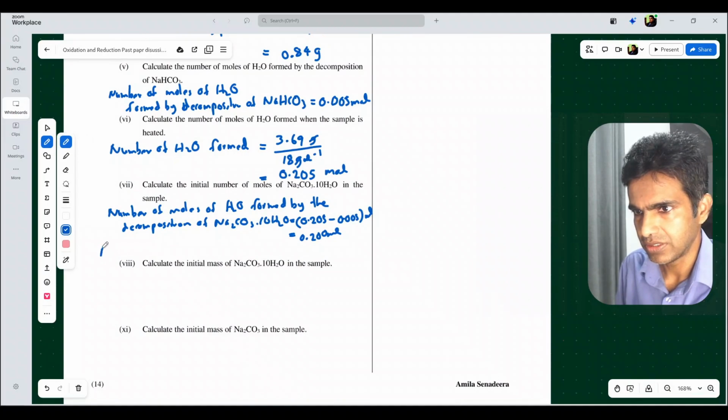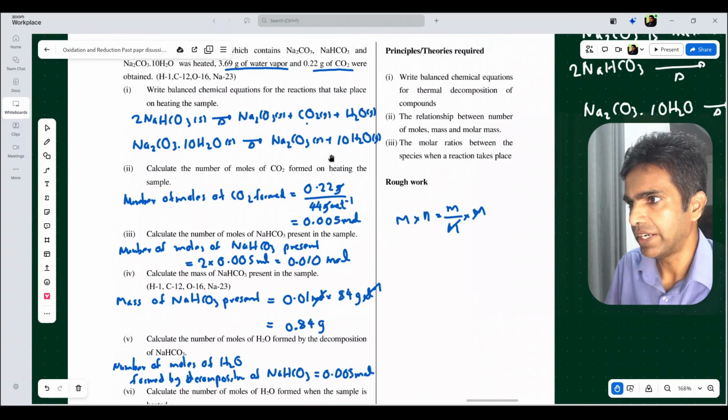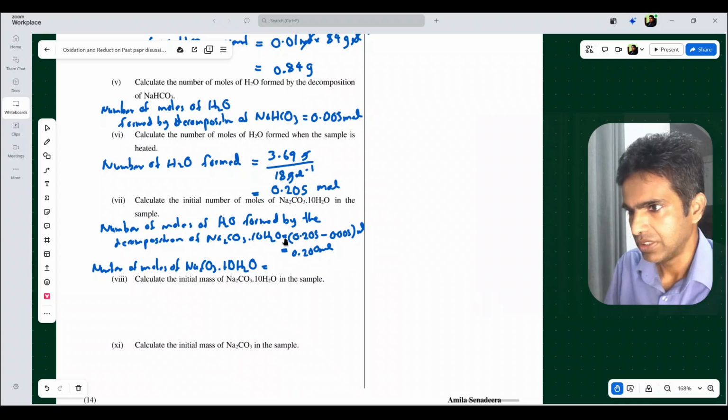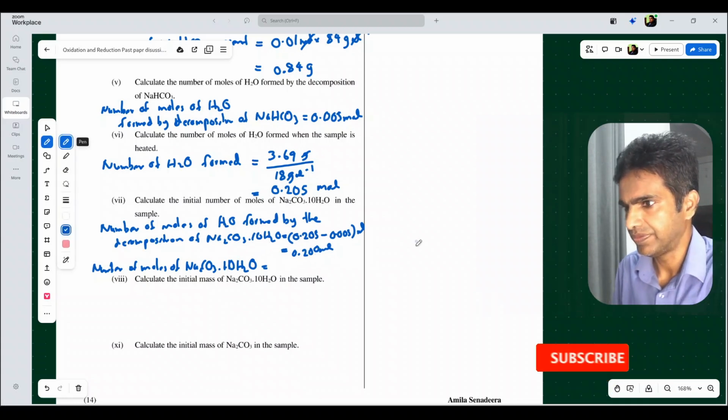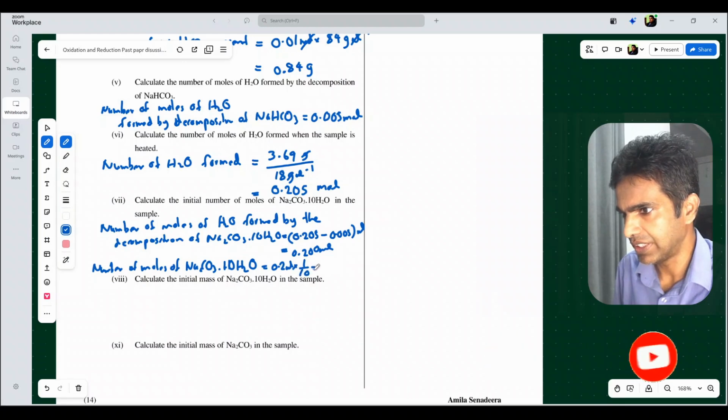So we can write number of moles of sodium carbonate hydrate. What is the mole ratio between water vapor and hydrate of sodium carbonate? It is 10 to 1. That means we need to divide the number of moles of water vapor formed by the decomposition of sodium carbonate hydrate by 10. So 0.2 moles times 1 over 10, that means 0.02 moles.